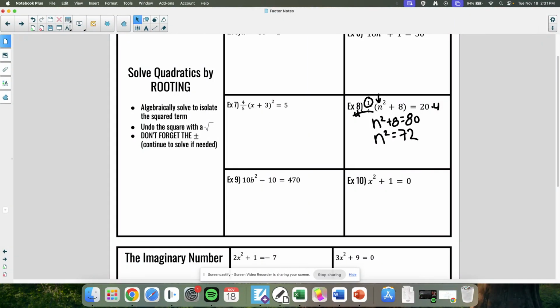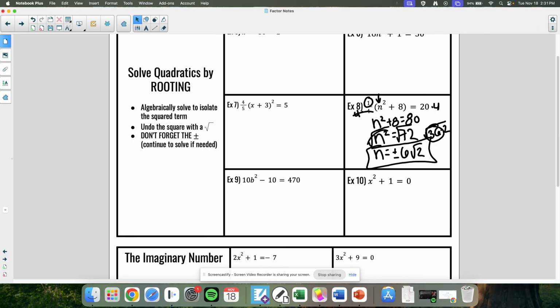When I get my n squared by itself, that's when I can take my square root. Those will cancel. 72 is not a perfect square, but if you think about your list of perfect squares, 36 times 2 is 72. So if that 36 comes out, the square root of 36 is 6. I leave behind the 2. Whenever I take a square root, I have to throw a plus or minus sign in there. So I get plus or minus 6 root 2. So this one would hit the x-axis 2 times, once at the positive, once at the negative.